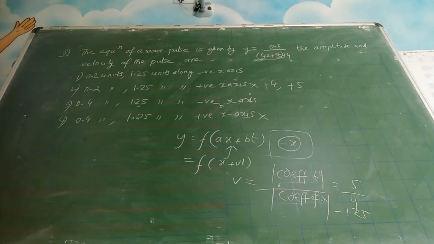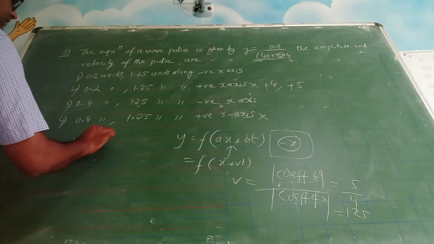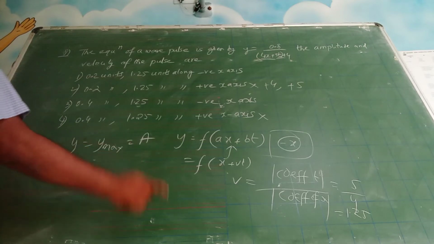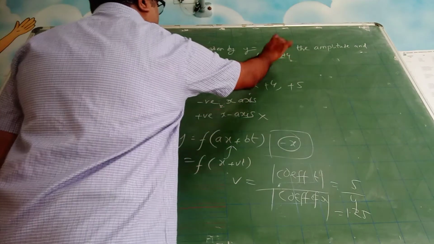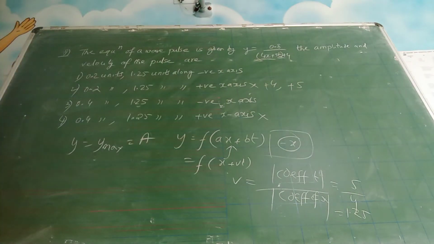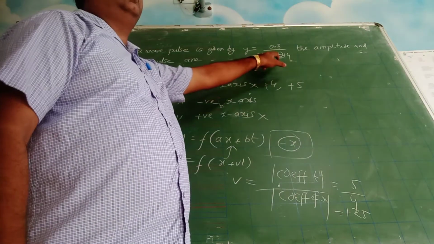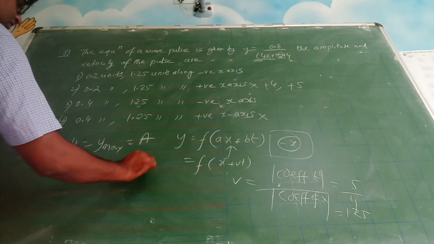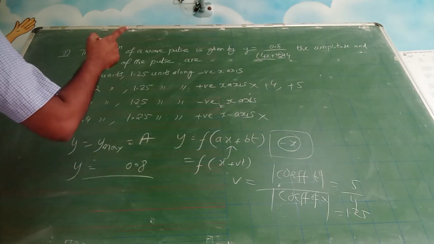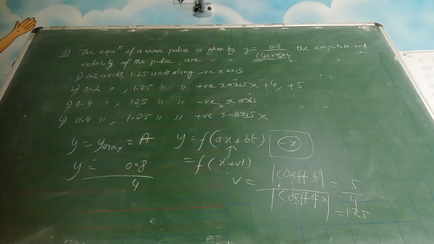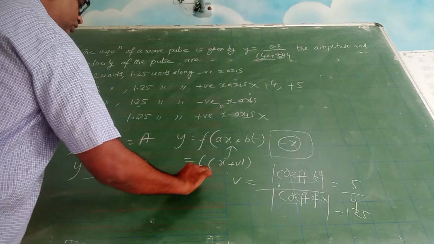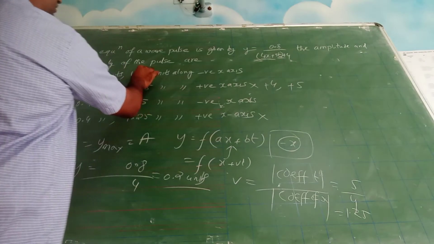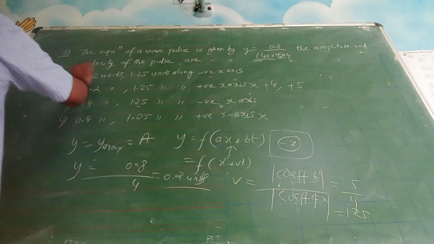Now you have to find out the amplitude. What is the definition of amplitude? When y becomes y max, this is called amplitude, right? So when you put x is equal to 0, t is equal to 0, you are reducing the denominator, so y will increase. So y max will be equal to 0.8 divided by, put x is equal to 0, t is equal to 0, get 4 squared, 16. So it is 0.05 units. So 0.05 units, 1.25 units is the velocity, minus x axis. Option 1 is the right answer.